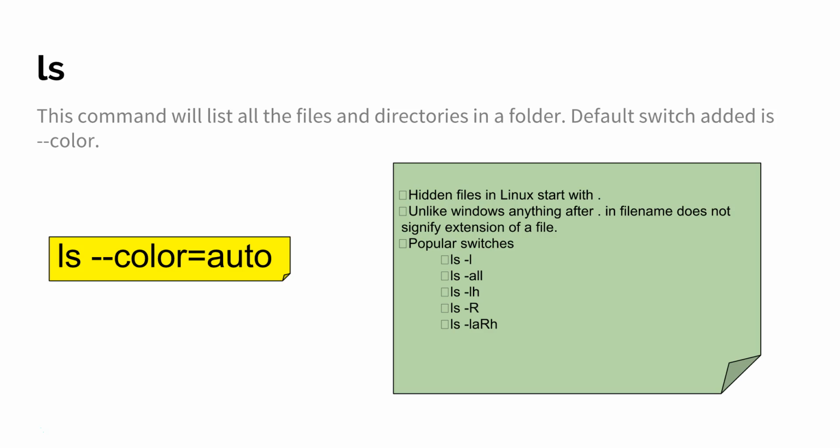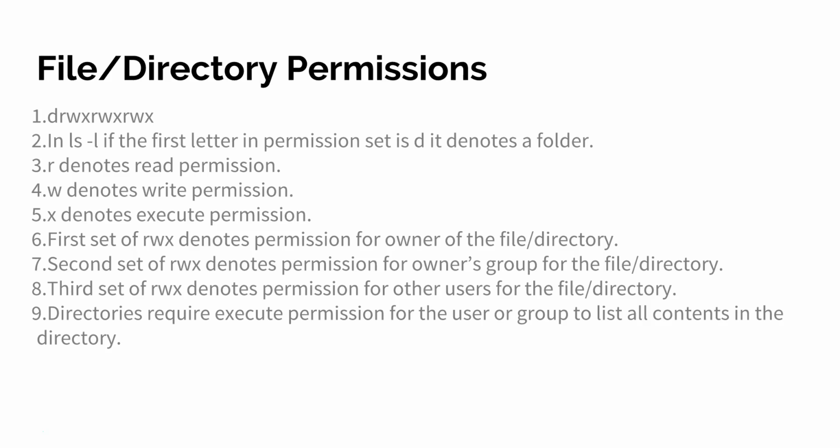Some of the popular switches for ls are ls -l, which lists everything in columns, and ls -a, which lists all the files including hidden ones, ls -lh, ls -r, and you can combine multiple switches. Try this out and find out what they stand for. Again, the basic use for ls is to list all the files and directories in a directory.